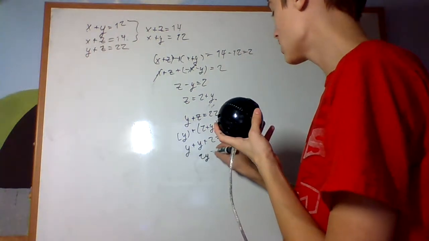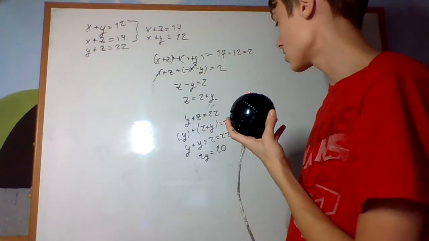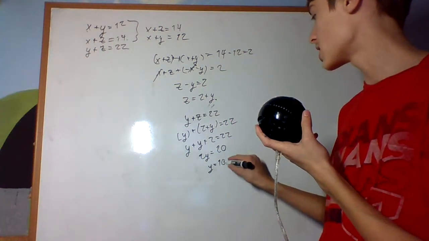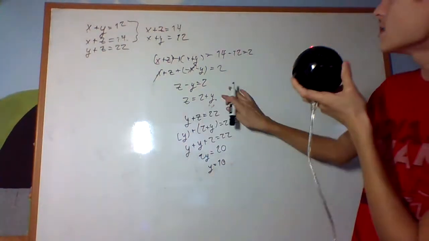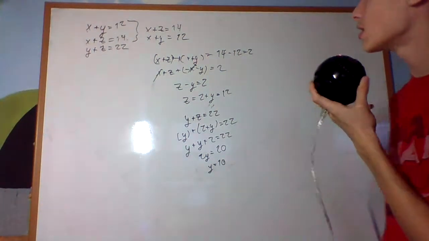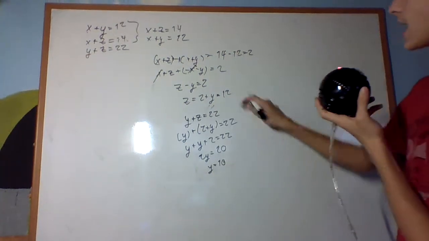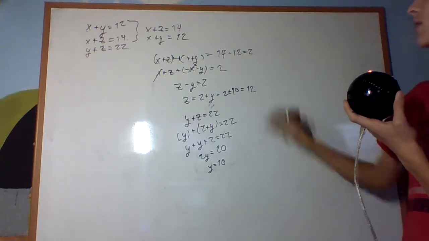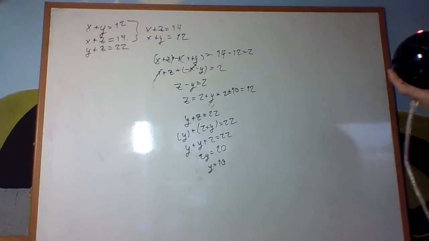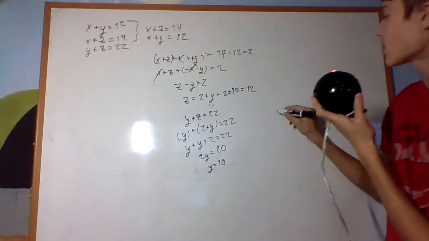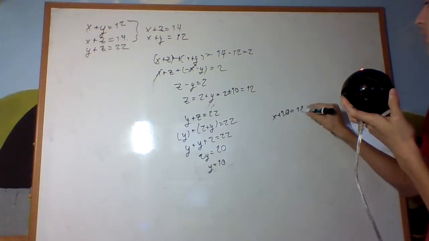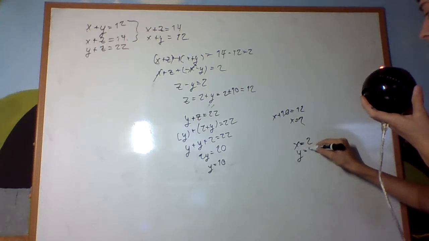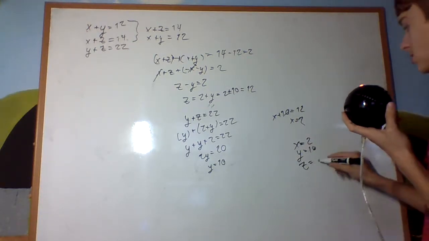Then I get 2y plus 2 equals 22, so 2y equals 20, subtracting the 2 from both sides, and then y equals 10. Oh, but I know what z is. It's 2 plus y, so z is 12, 2 plus 10, substituting in for y. Also, I know that x plus y is 12, so x plus 10 is 12, or x is equal to 2. So that's my solution. x is equal to 2, y is 10, and z is 12.